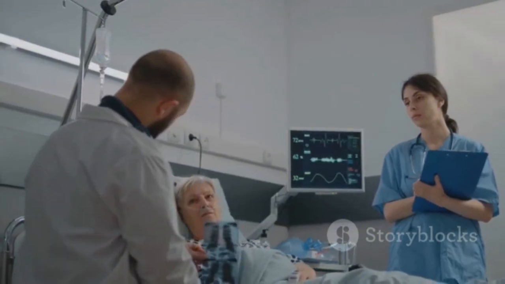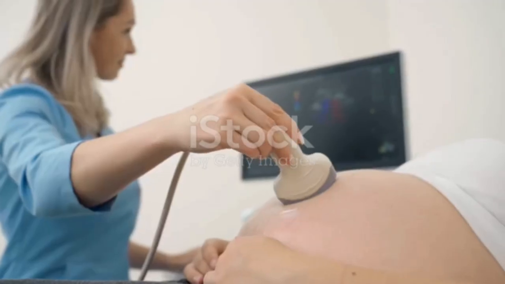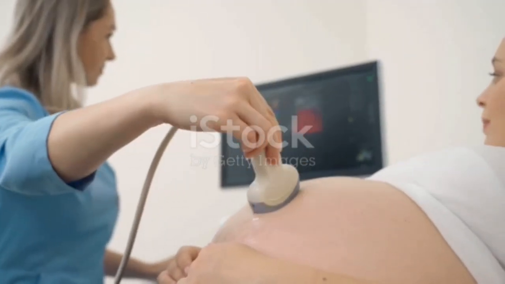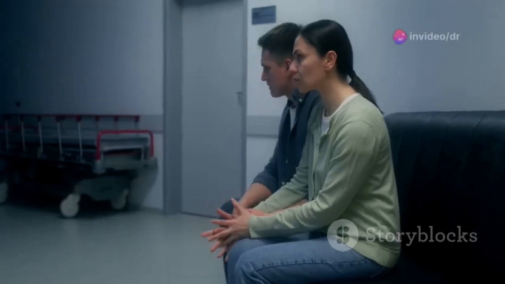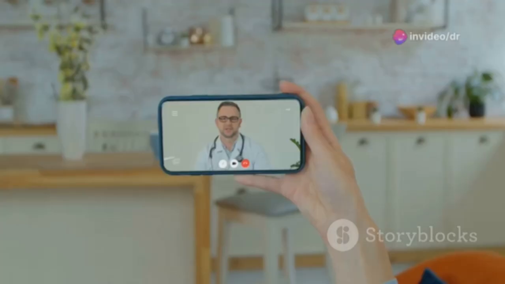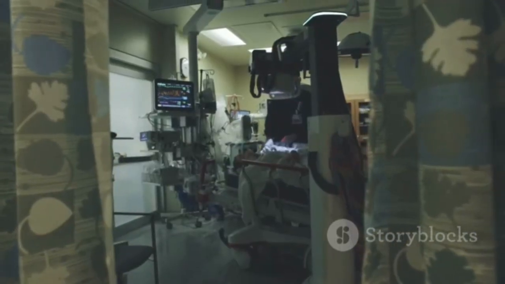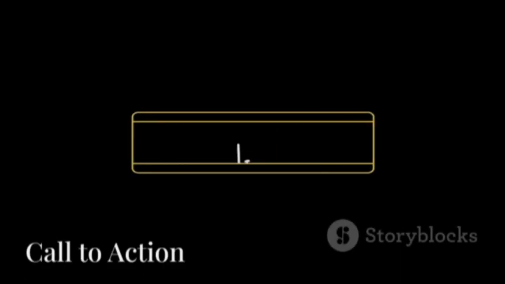Ectopic pregnancy is a serious medical condition that requires prompt diagnosis and treatment. While it can be a frightening experience, early detection and appropriate management can significantly improve outcomes and preserve fertility. If you or someone you know is at risk or showing symptoms, it's crucial to seek medical attention immediately.